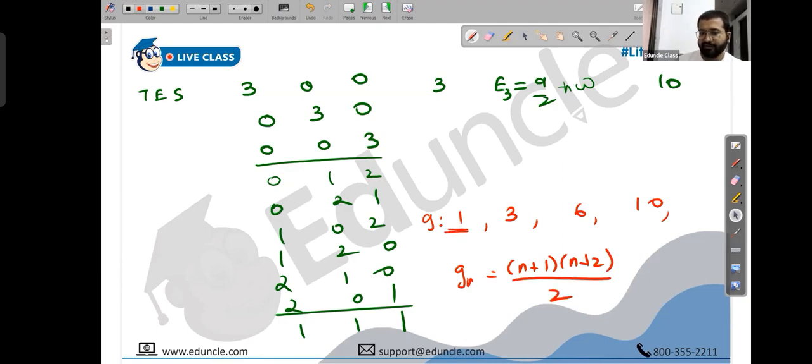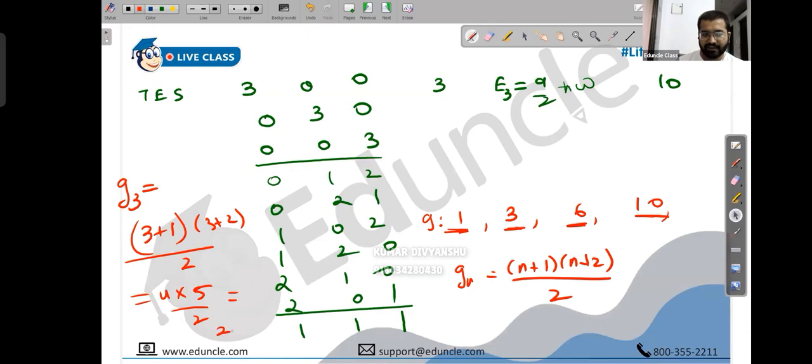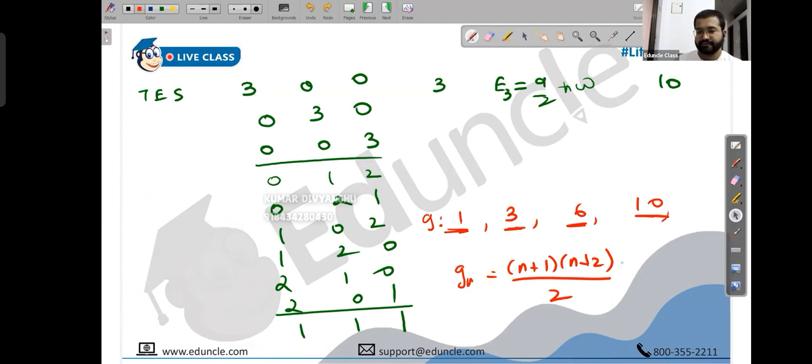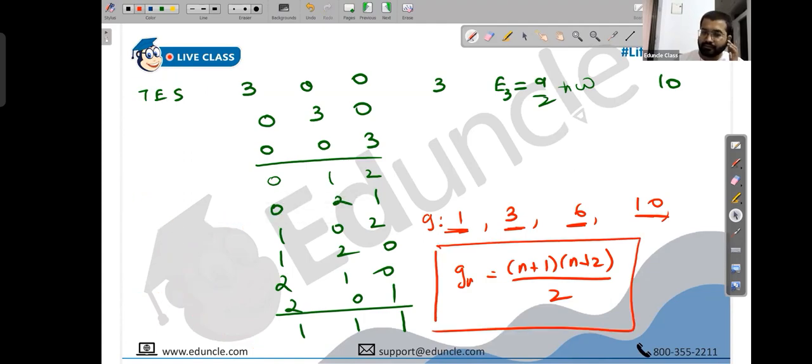Because when you substitute 0, you will get 1. Substitute 1, you will get 3. Substitute 2, you will get 6. Substitute 3, you will get 10. Let's check for g3: 3 plus 1 into 3 plus 2 by 2, which is 4 into 5 by 2, which is 2 into 5, and that is 10. g3 is 10 as expected. For the third excited state, the degeneracy is 10. Make a note: this is the formula for degeneracy for the 3D harmonic oscillator. n starts from 0. Mention it very clearly.